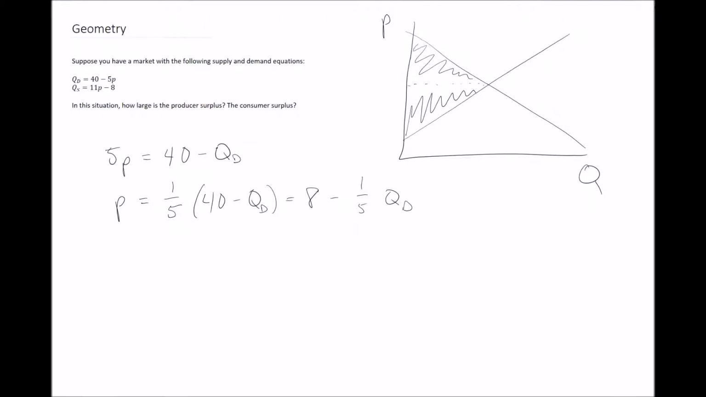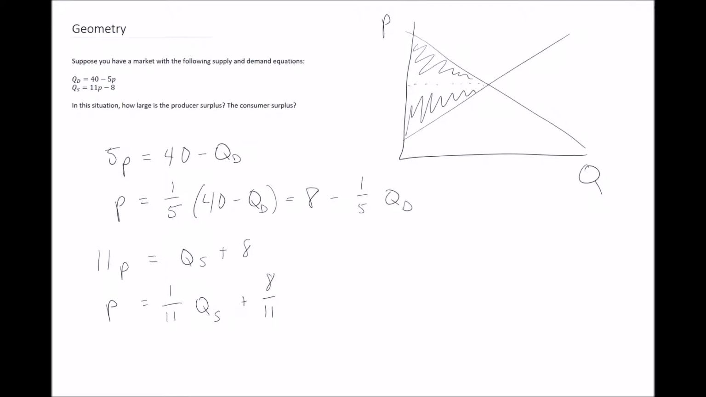For the supply equation, I'll do the same thing. In this case, I'll just flip the two sides of the equation and then move the 8 to the other side. So I get 11P equals QS plus 8. And then I'll divide both sides by 11 and get P is equal to 1/11 times the quantity supplied plus 8/11.